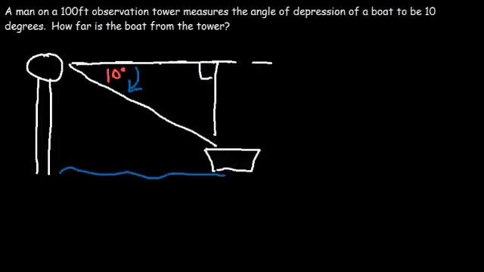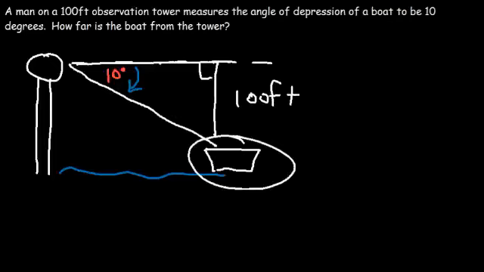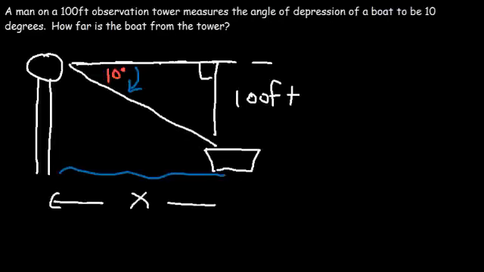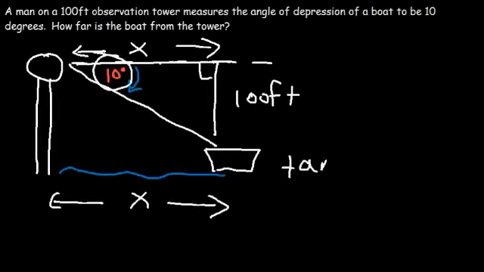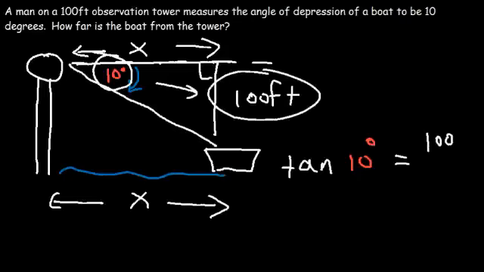The height of the observation tower is 100 feet. Now we're going to assume that the height of the boat is negligible. Our goal is to find out how far is the boat from the tower, which is basically x. So this side of the triangle is also x. Notice that we need to use the tangent ratio again. Tangent of 10 degrees is equal to the opposite side, which is opposite to 10 is 100, divided by the adjacent side, or the side next to 10, which is x.